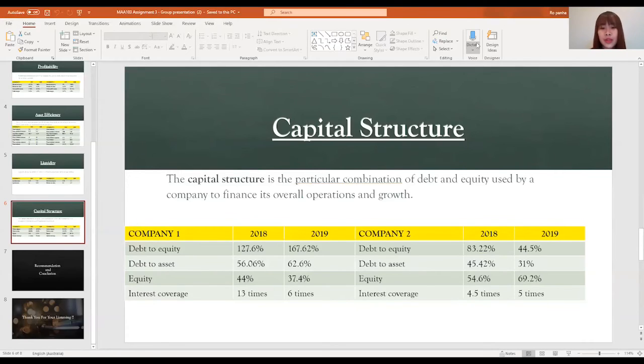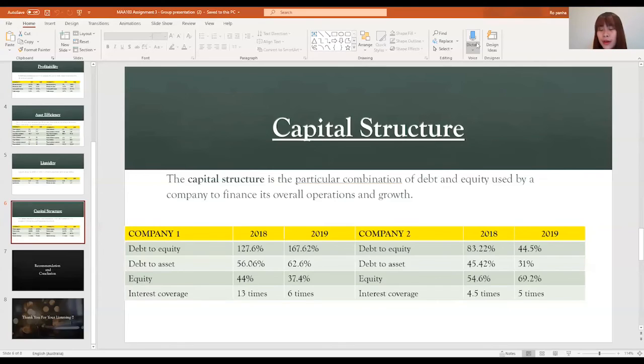And the debt to asset ratio in 2018 for company 2 shows that 45.42% of its assets are funded by creditors. The debt to asset ratio indicates company 2 is reliant on equity financing relative to the debt it is financing.